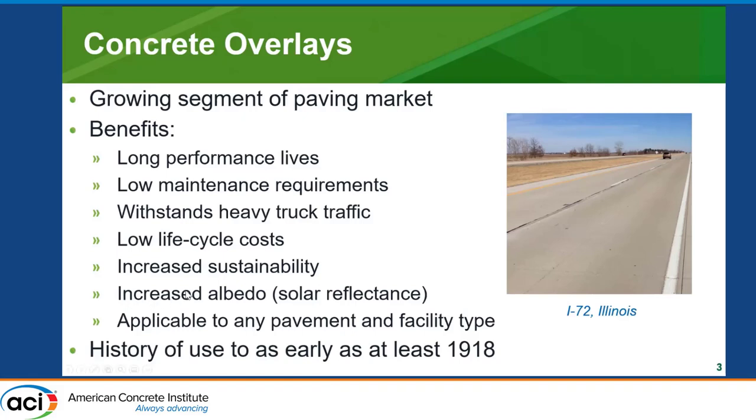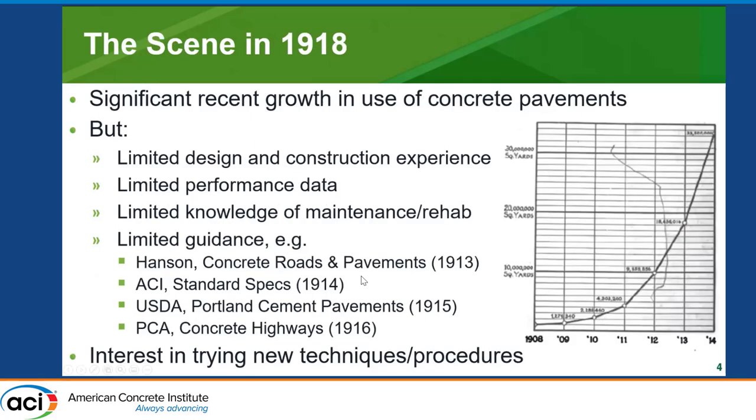And again, I think there is some evidence to suggest that there are probably some projects that were constructed even prior to that. So let's take a quick look at what things were like in 1918. At this point in time, we had seen a significant growth in the use of concrete pavements. And this chart on the right-hand side of the screen shows the growth from 1908, where it was maybe just about a million or so square yards, up to 1914, where it was almost 34 million square yards, and it kept growing thereafter.